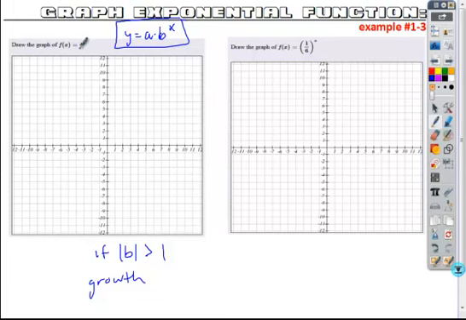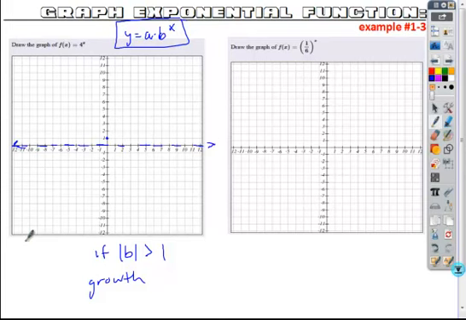So if your base is a number greater than 1, again, disregarding the sign, so we can just look at the absolute value of that, then your y-intercept is always a 1. Okay? And your basic form is going to look like this. It's going to go up and to the right. Okay? So the way that you're going to look at all of these functions is the following.